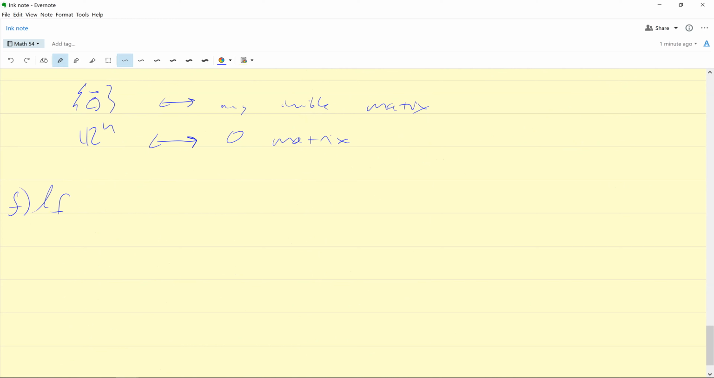So if lambda is an eigenvalue of A, then lambda squared is an eigenvalue of A squared.